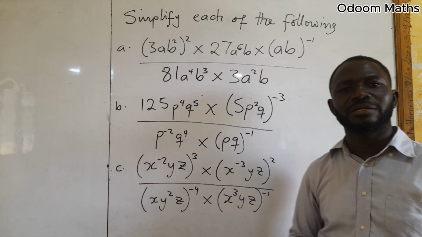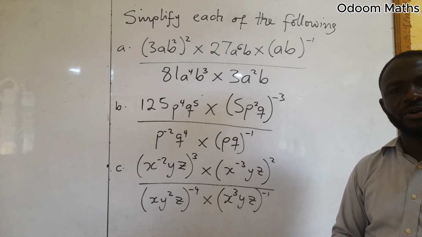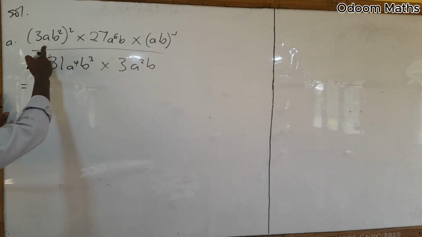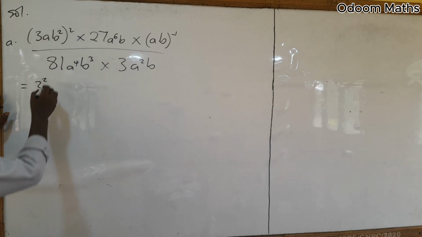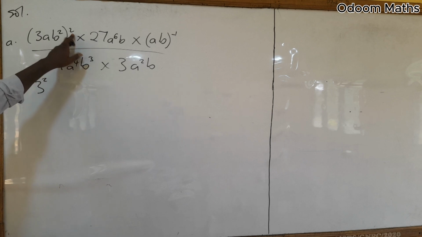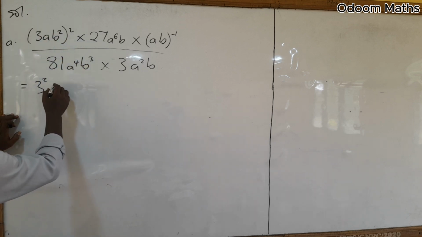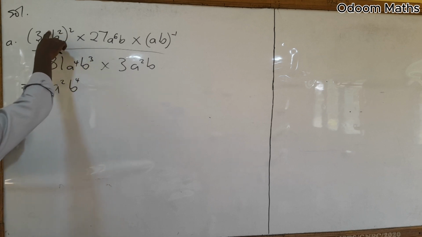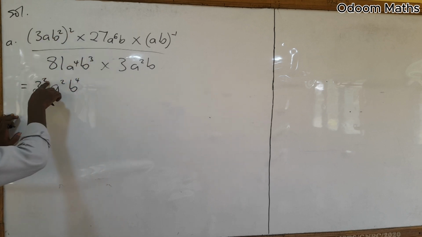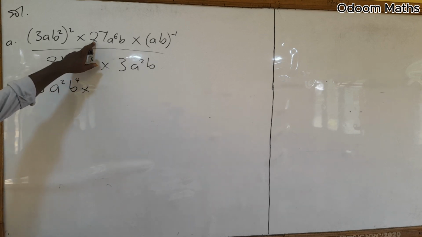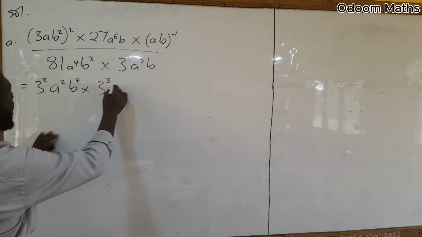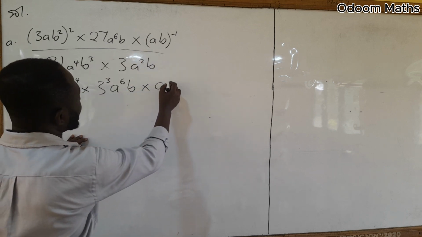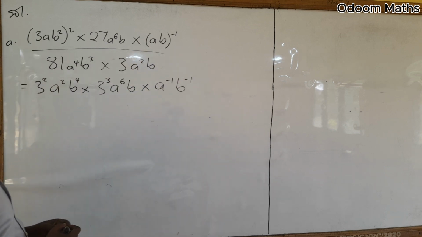So let's see how we can tackle this example. We can write each of them with this one. It means that this is to the power 2, because the third law says we multiply whatever power is inside. So a to the power 2, b to the power 4, that is 2 times 2, 4. And then this is 2 times 1, 2. This is 2 times 1, also 2. Times, we can write 27 as 3 to the power 3, then a to the power 6, b, then times a to the power negative 1, b to the power negative 1.